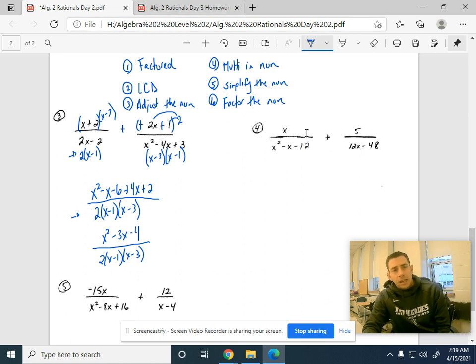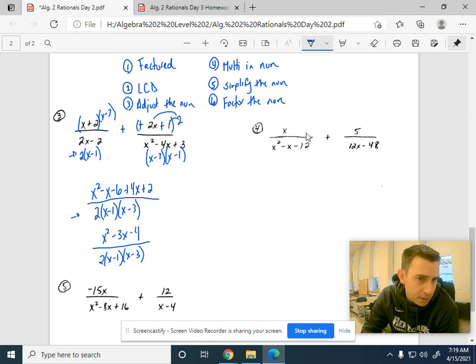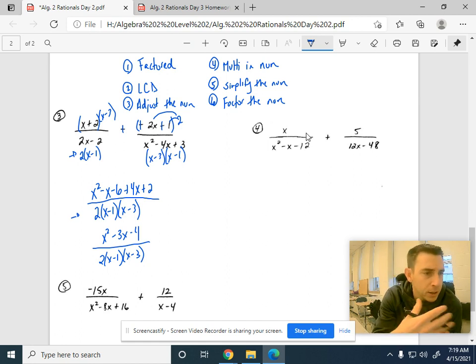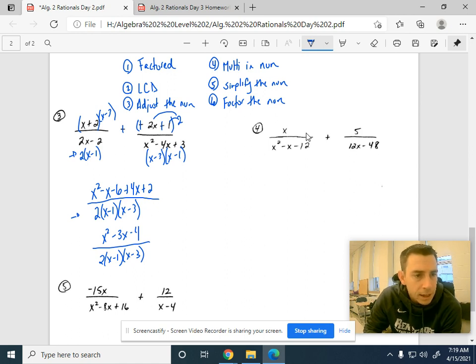So aside from the first two steps, the rest of the work just comes in the numerator. We got to adjust it, we got to multiply, we got to group like terms, and now we have to factor. We have to factor the numerator. Factors of 4 that could give me -3. So this is going to be factorable. X minus 4 and x plus 1.